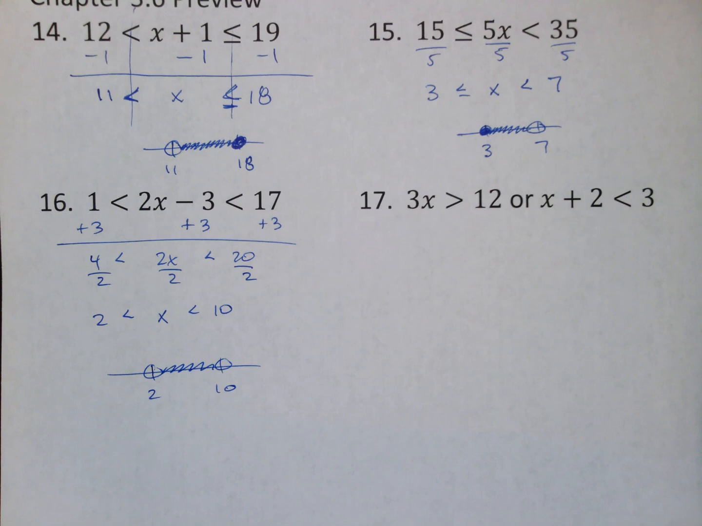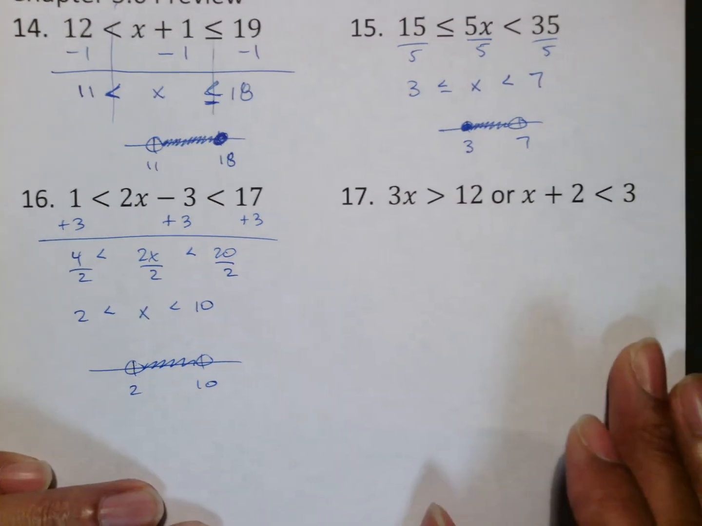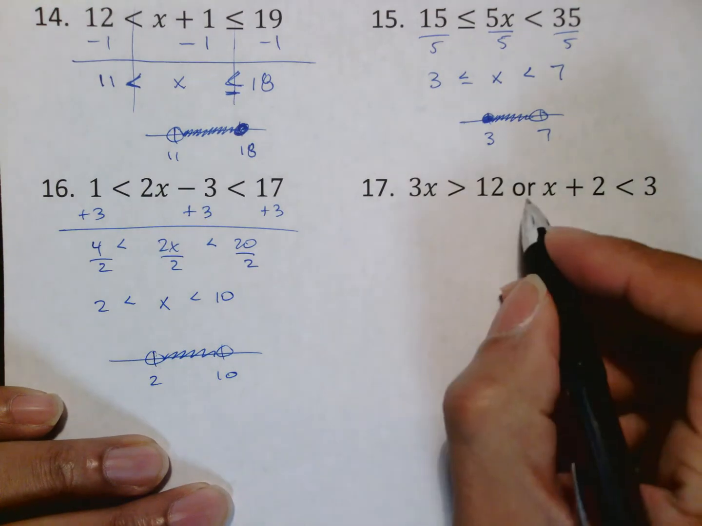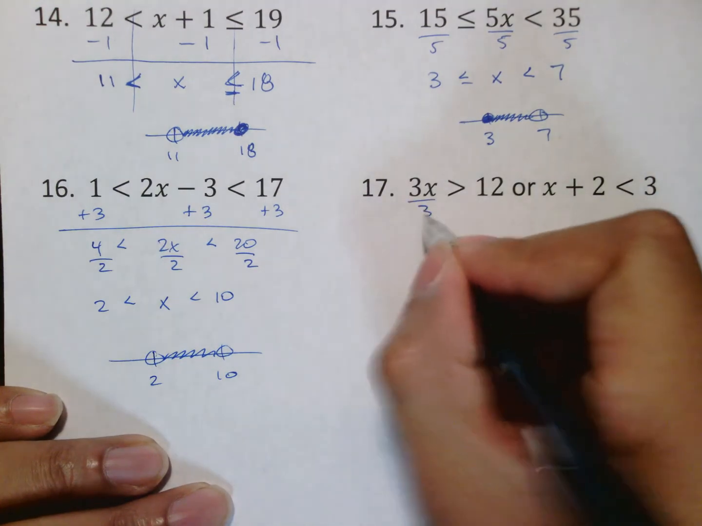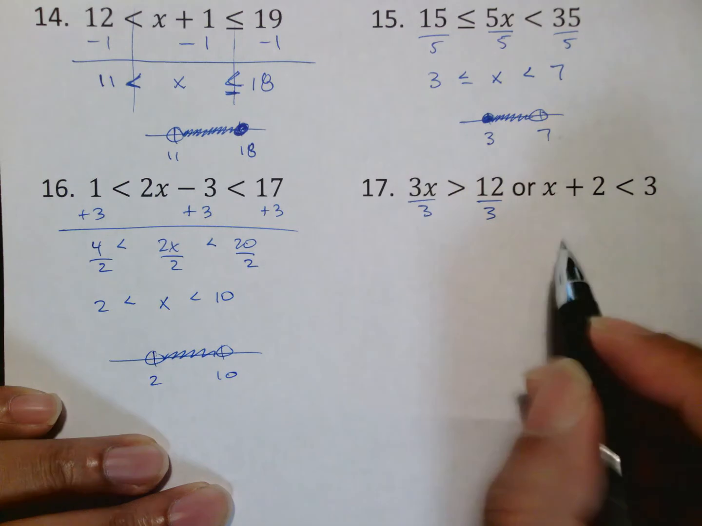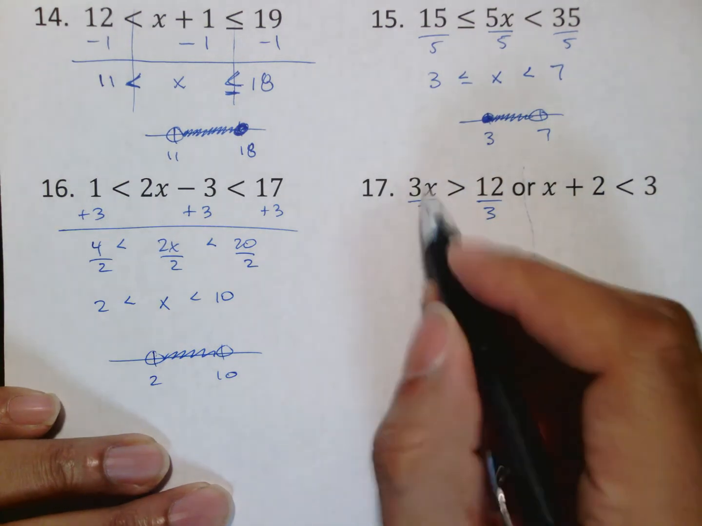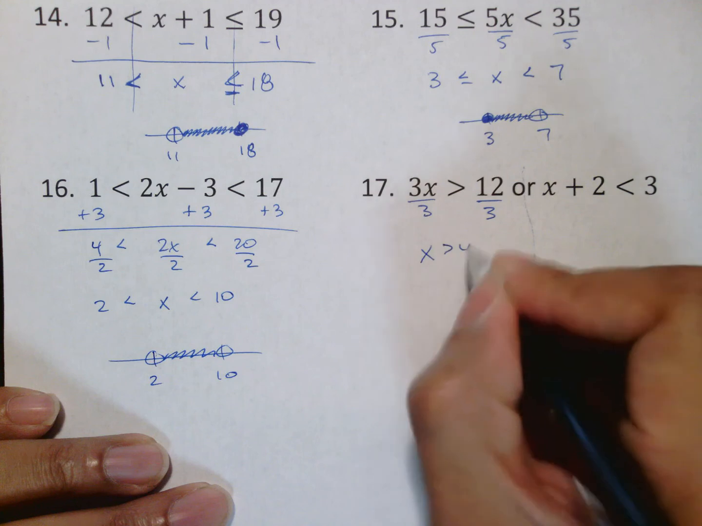Alright. 3 more solving questions, and then we get into some word problems that you're going to need again for the test. OR is different, because with OR, you still solve it the way that you learned. Pretty much with OR, you work it out as 2 separate problems. So you work this out by itself. You divide by 3. X is greater than 4.